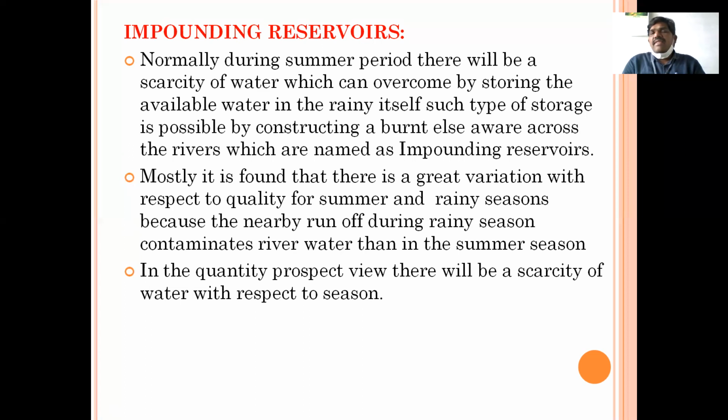Mostly it is found there is a great variation in quality between summer and rainy season, because the nearby runoff during the rainy season contaminates the river water, whereas during the summer season we may not find rain. Mostly the runoff is minimum. That's why water quality in the reservoir is good during the summer period, whereas it will be contaminated during the rainy season due to the activity of runoff.